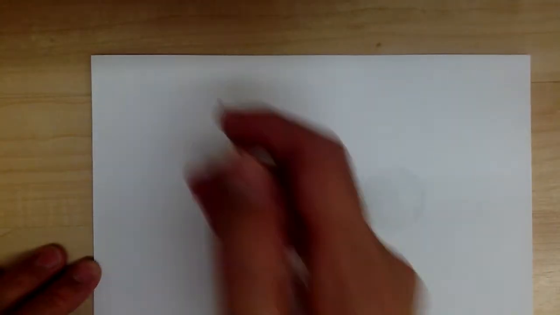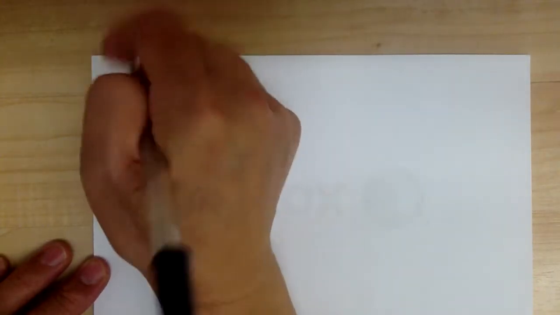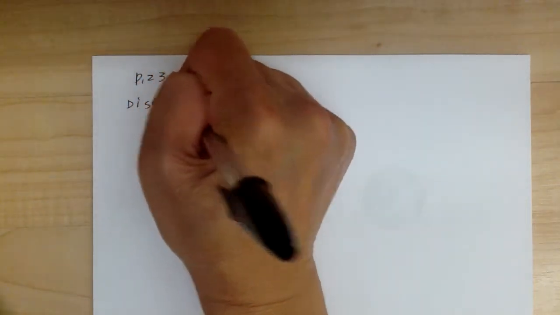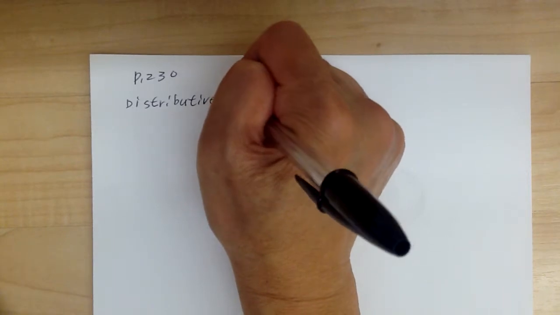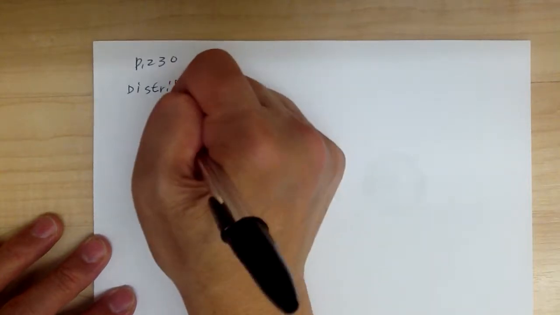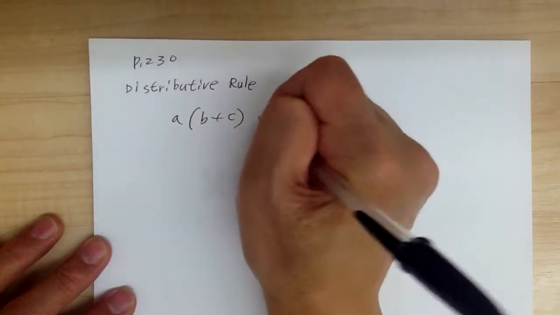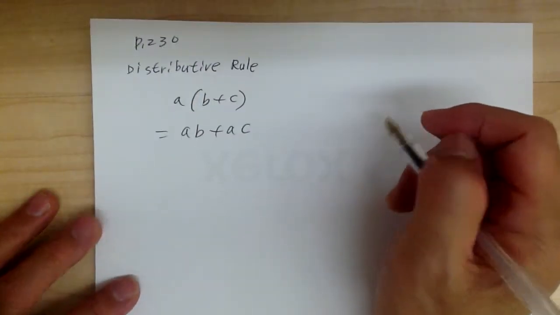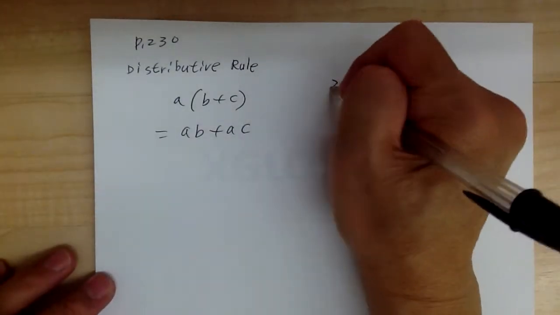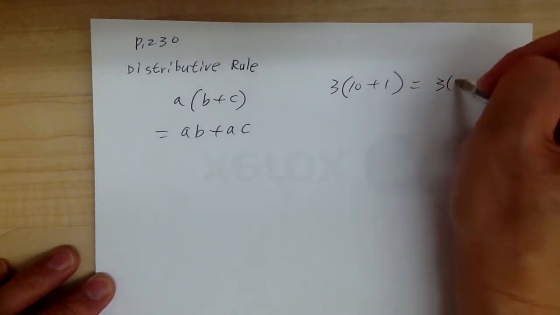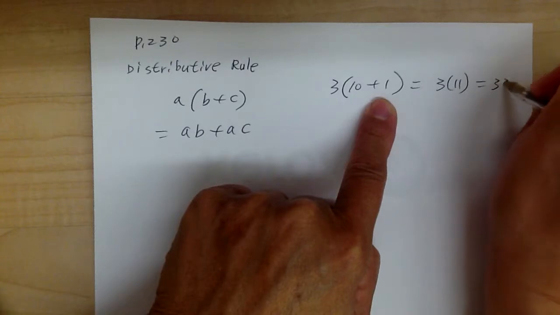Okay, so next let's do the distributive property or distributive law on page 230. The distributive rule: when you have a times the quantity b plus c, this is equal to a times b plus a times c. They use an example, right? If you have 3 times 10 plus 1, this is equal to 3 times 11. Normally you add first, so this is equal to 33.